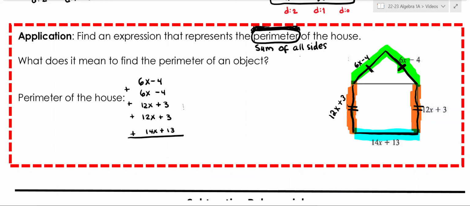And see, so now it's a little bit easier. So you just need to think about these. 6 and 6 is 12. 12 and 12 is 24. And then 14, 38, 50. So this is 50x.